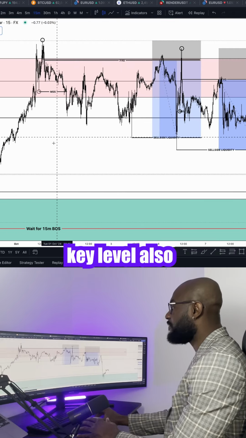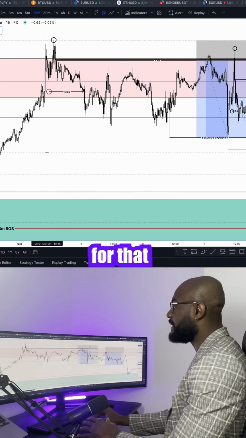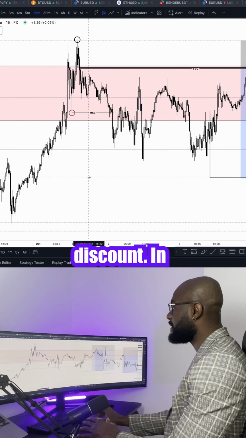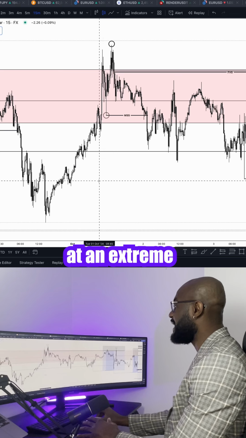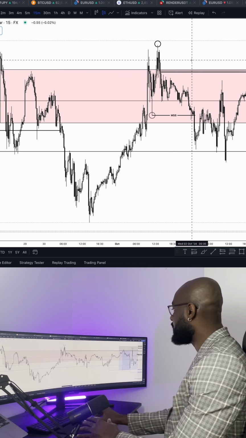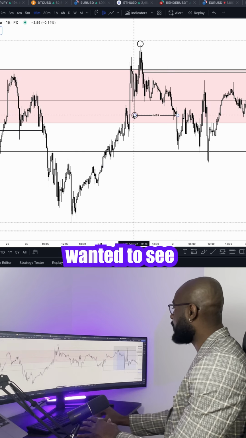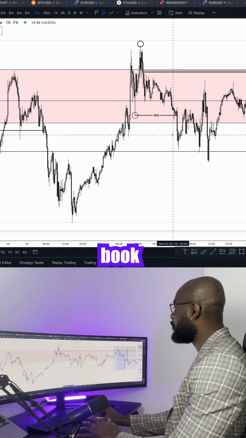And take note, that key level also needs to be at an extreme level. So if it's a buy, I'm looking for that counter trend at an extreme discount. In this case, this is a sell, so I'm looking for counter trend opportunities at an extreme premium zone. So right here, you can see after we mitigated that last up close candle, I wanted to see a 15-minute shift of market structure, and right here we created a low, created a high, broke structure.